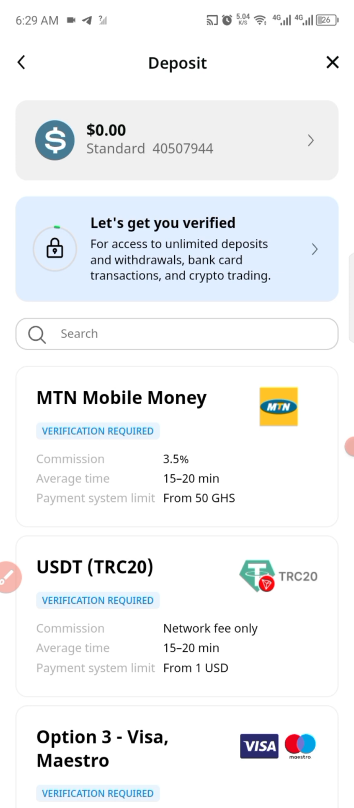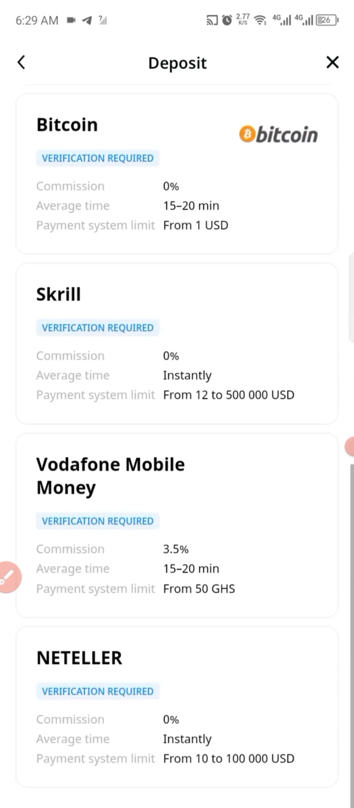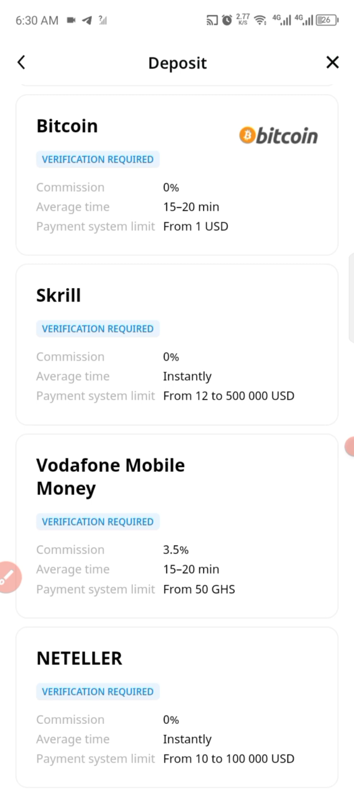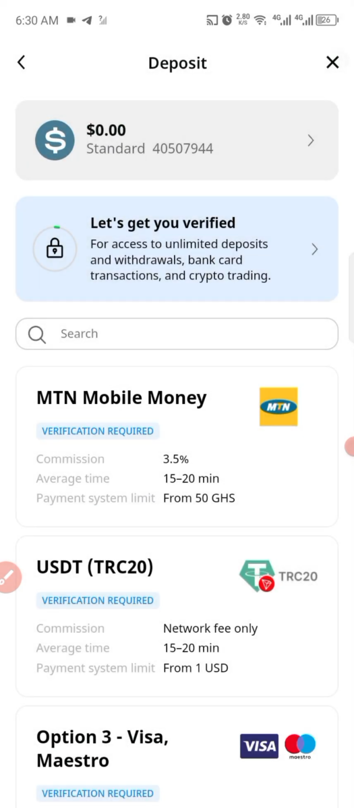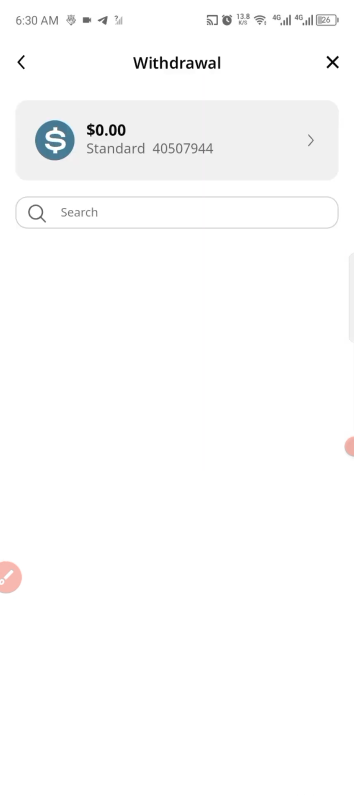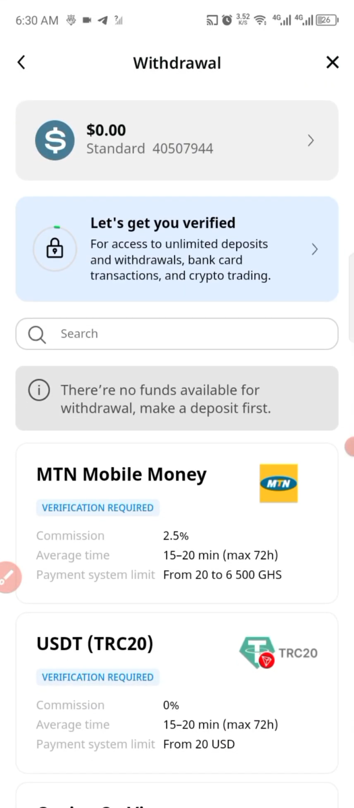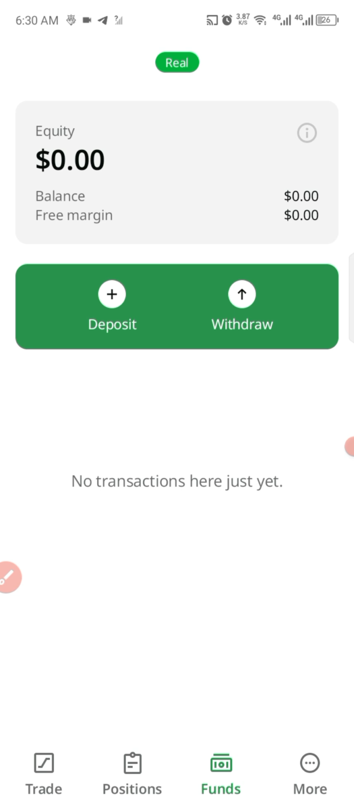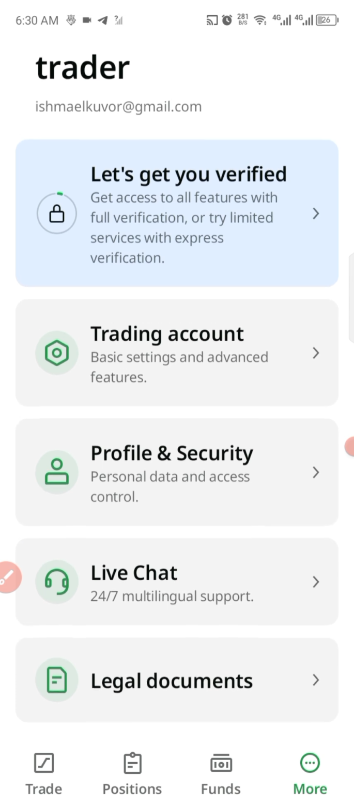So if you see, we have deposit of mobile money, USDT, Visa card, Bitcoin, and Neteller, a lot of these. And then we also have the withdrawal column over here that allows you to withdraw money directly to any of your preferred account. You have more, and when you click on it, you have trading account, profile, security, live chat, legal.